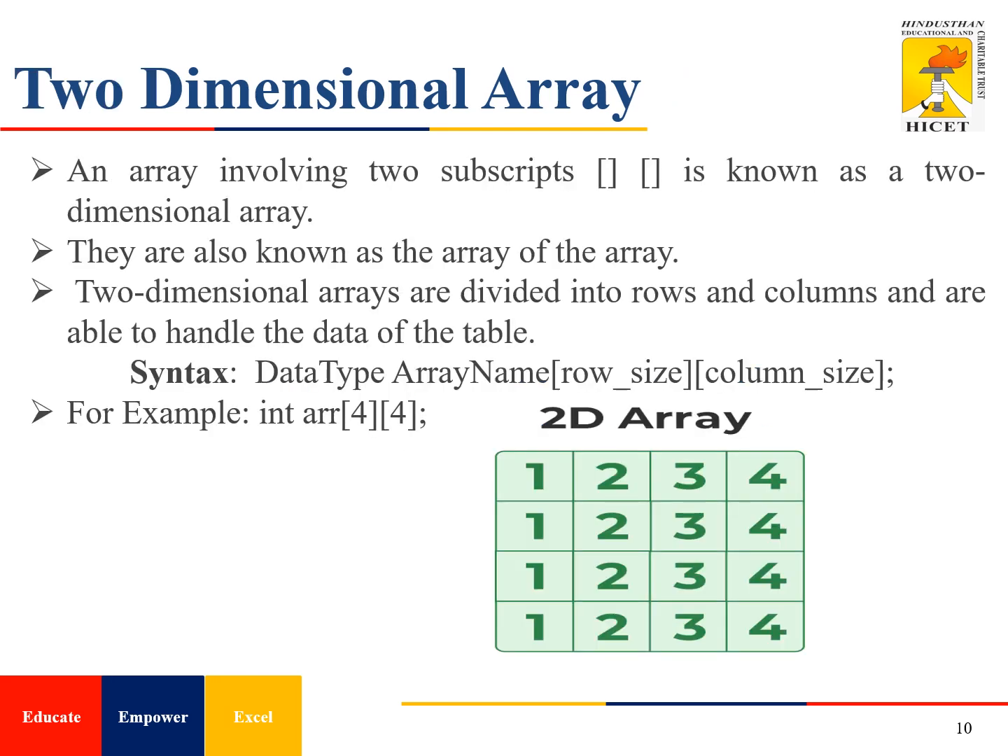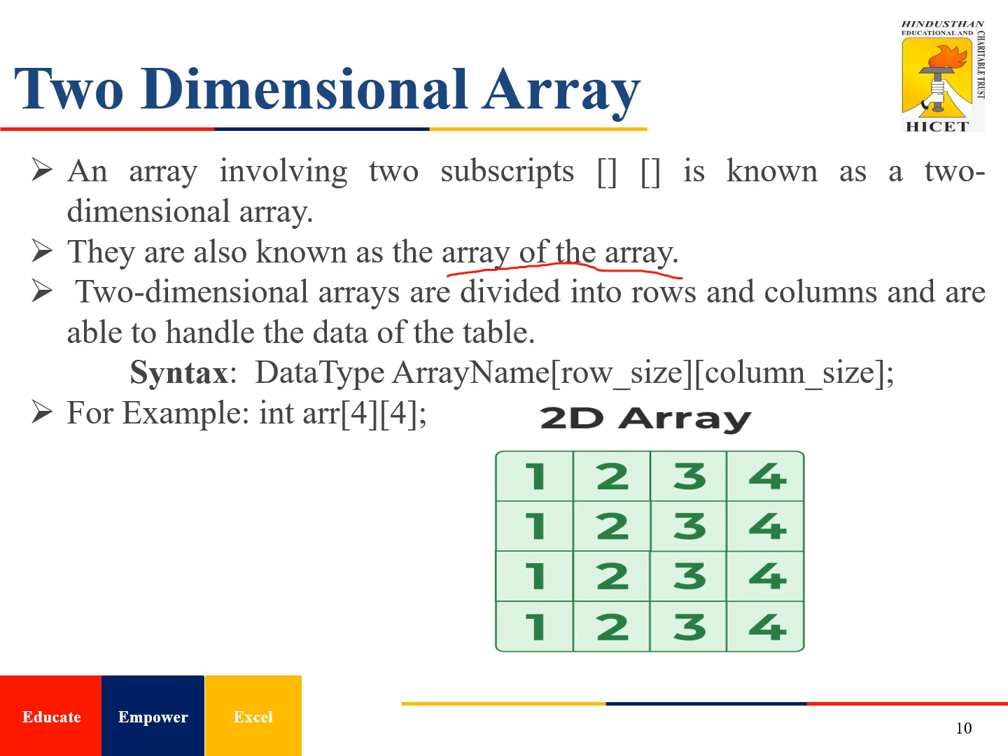And a two-dimensional array has two subscripts. That is, we mention the size of the array in two brackets, a single array name with two sizes. In one bracket we assign the row size, and in the other bracket we assign the column size. The two-dimensional array is also known as an array of arrays. Okay, it is also known as array of array.